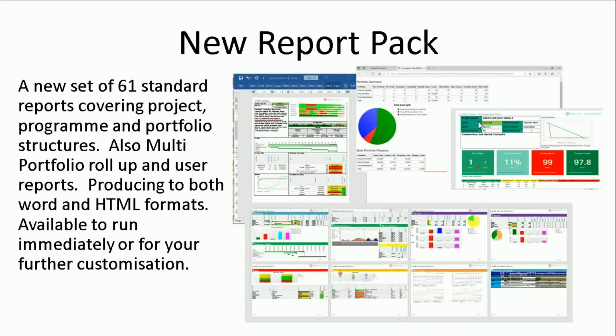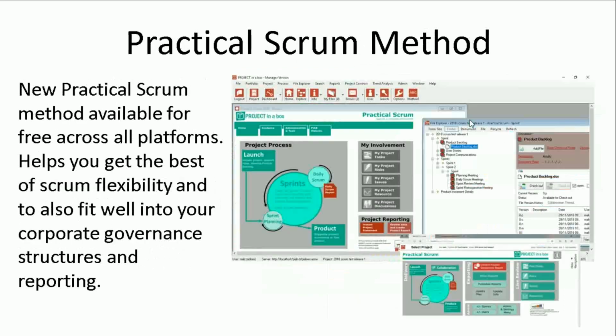So just to recap the earlier PowerPoint, 61 standard reports are available at project, program and portfolio levels, with multi-portfolio roll-up and user reports as well, producing reports that output to variously HTML, Word and Excel. They are available for you to use straight away on the new version, or to personalize for your own particular requirements. And in this session we're also going to be looking at the practical Scrum method, which is a new method we're providing to all of our users.